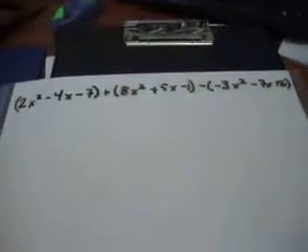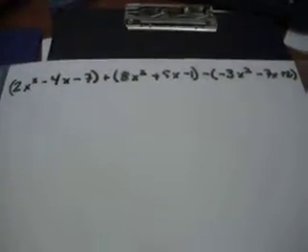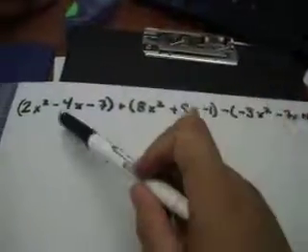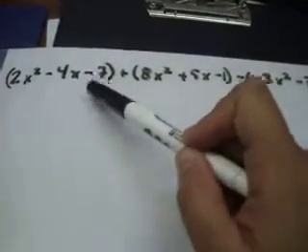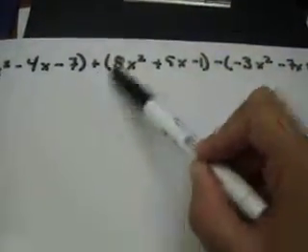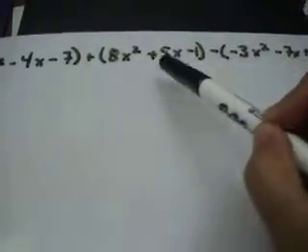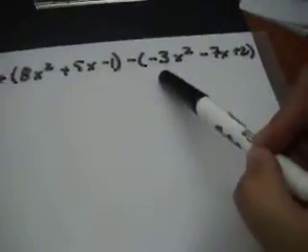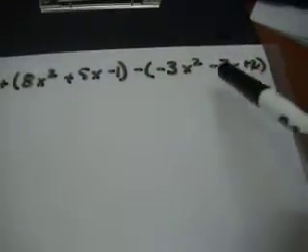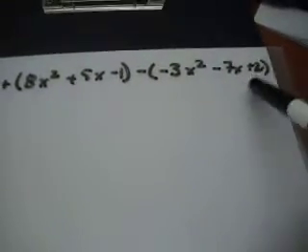So my next question here is kind of long, so that's why I had to turn the paper around. But I have here 3 brackets. First bracket is 2x squared minus 4x minus 7. Add by 8x squared plus 5 minus 1, minus by, in another bracket, negative 3x squared minus 7x plus 2.